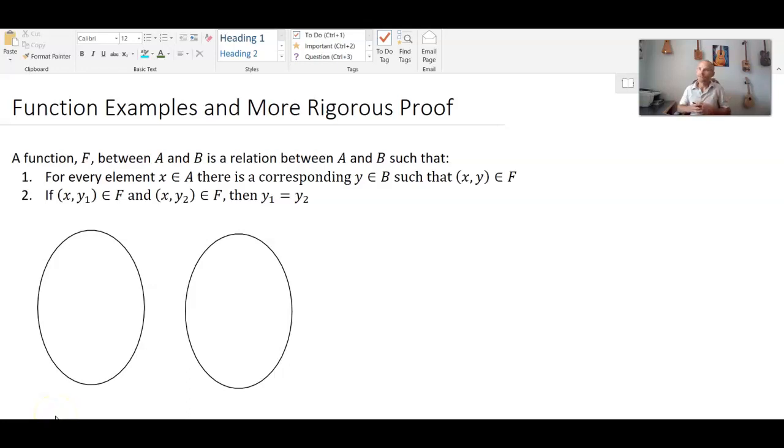Hello and welcome. In this video, we're going to take a look at a couple more examples of functions, and we're going to propose a more rigorous way to test whether a relation is a potential function or not.